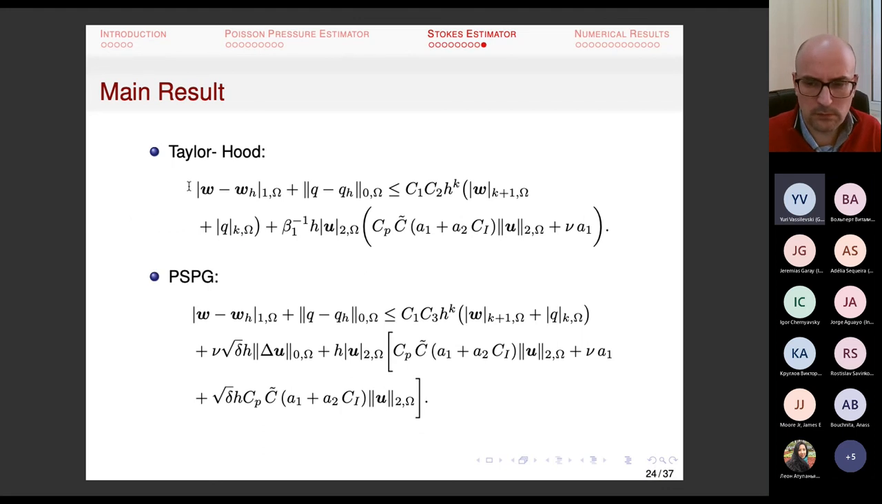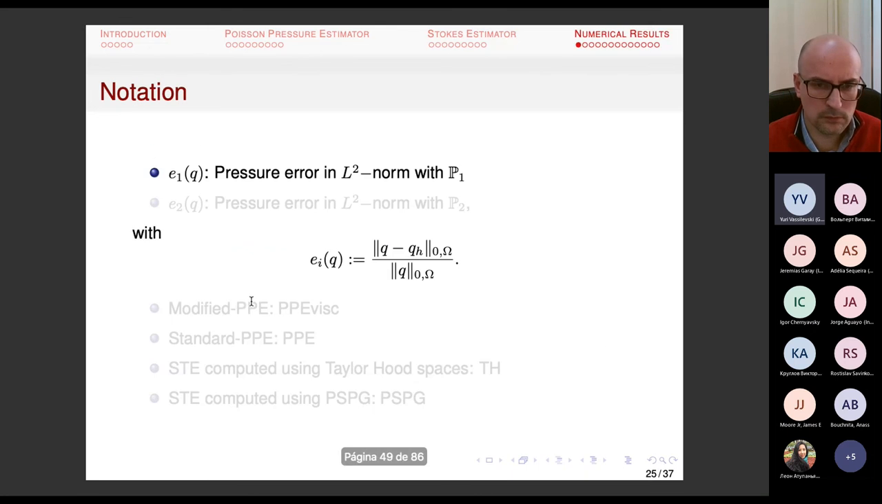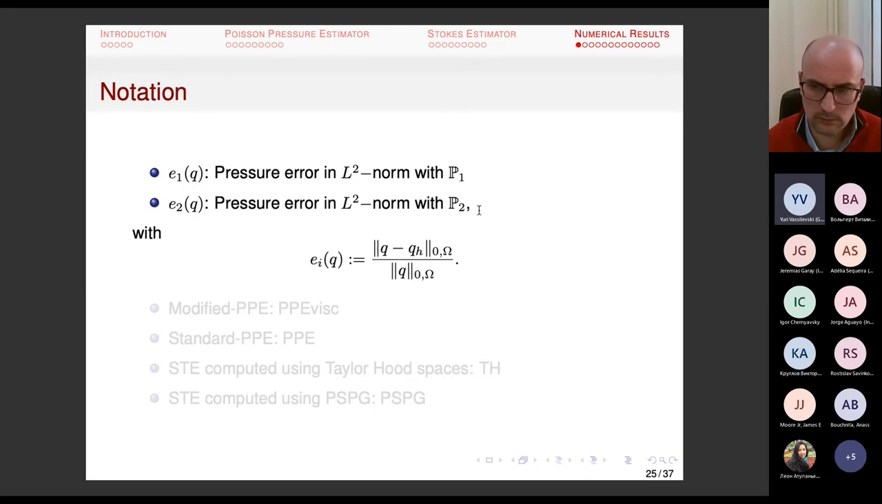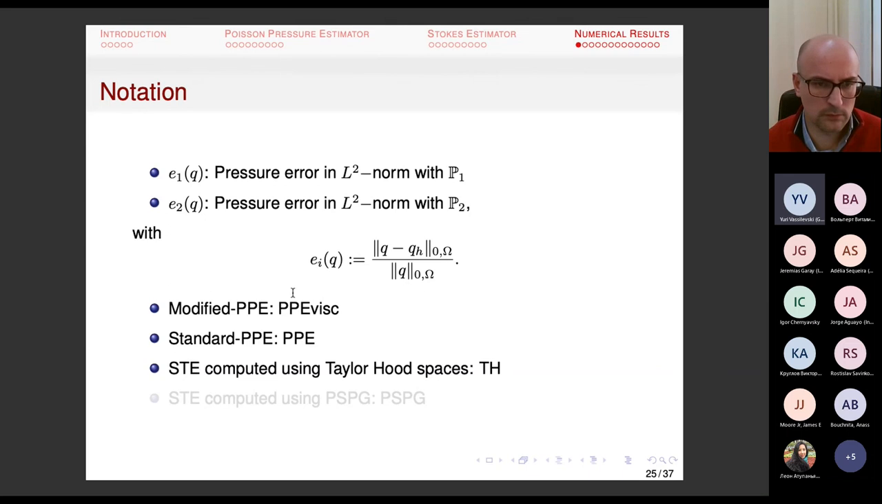So, I want to show the main result to advance. The main result in both cases is composed of two parts, a part of order H^K and here of order H. The similar situation is for PSPG. Some results here: we have considered the error for the pressure in L2 norm with P2 and P1, and also some notation for the PPE and SD.